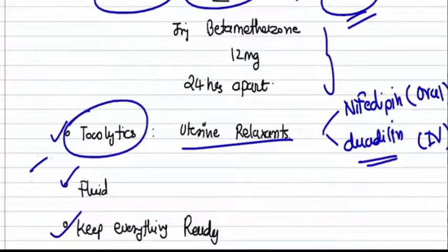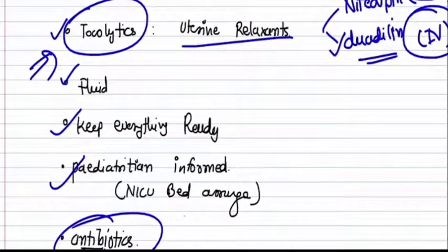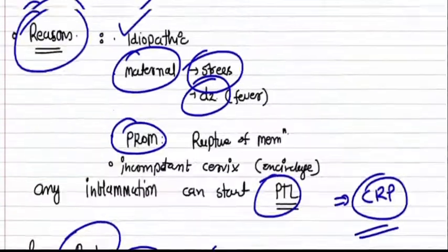Now the tocolytics, which are uterine relaxants, available in oral and intravenous form, that is nifedipine and duodenum, can also be used. Antibiotics are very important here because they will prevent infection and chorioamnionitis. Fluid should be given. Keep everything ready. That means the patient should be admitted nearby the labor room. Pediatrician should also be informed, and an ICU bed, that is a neonatal ICU bed, should be arranged. So these are the only options we have for PTL.